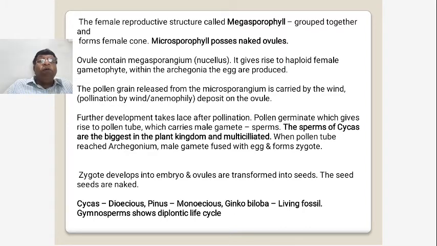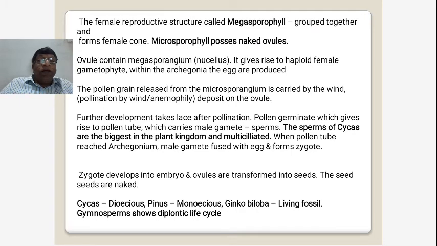Now look here. I discussed the male cone. The male cone produces pollen grains. The pollen grains released from the microsporangium are carried by the wind and deposited on the stigma of the ovule. So pollination takes place by wind. After pollination, the pollen grain germinates and produces a pollen tube and male gamete. The pollen tube carries the male gamete.